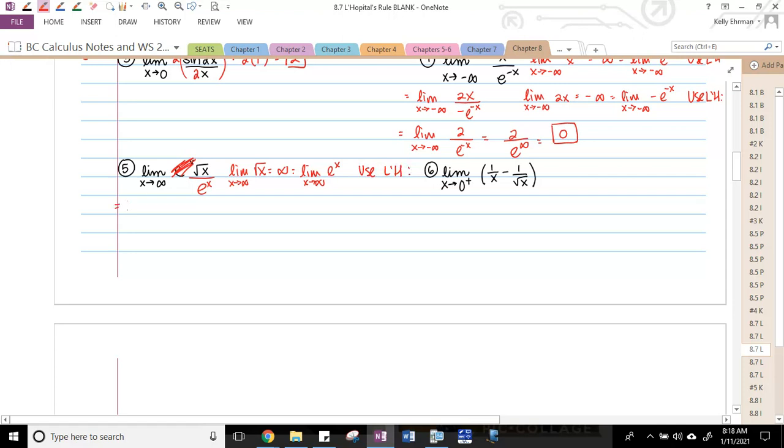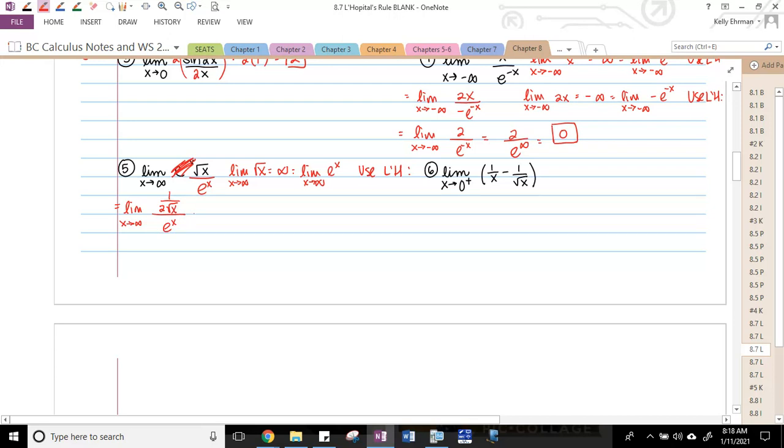That means that this limit is equal to the limit as x approaches infinity of the derivative of the square root of x, which is 1 over 2 square root x, over the derivative of e to the x, which is e to the x.